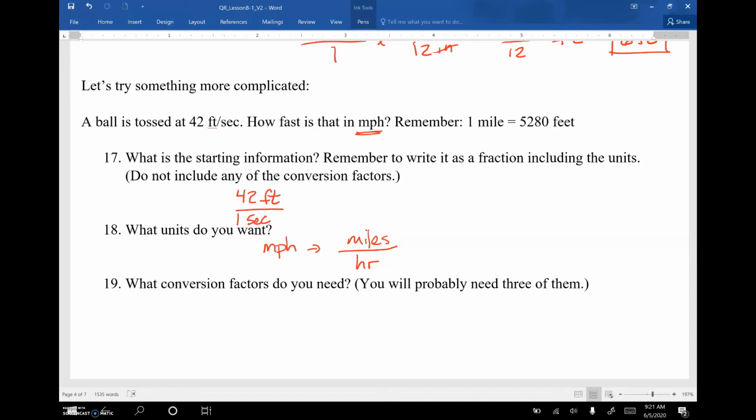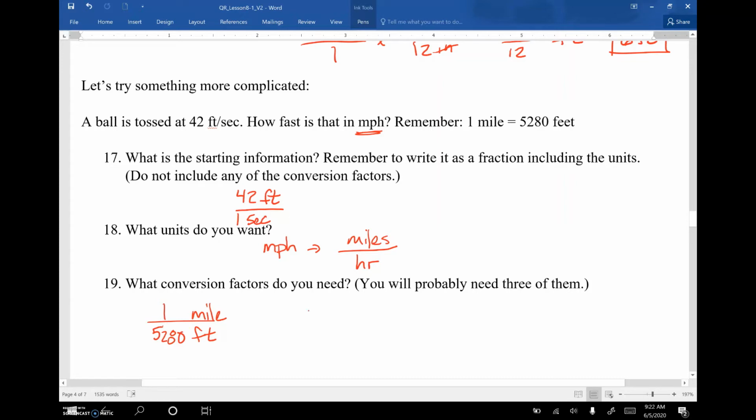Well, I want to convert feet into miles. And so notice feet is on top. So I'm going to want to put feet on bottom, and that's feet on bottom and miles on top. From our information here, it's 5,280 feet for 1 mile.